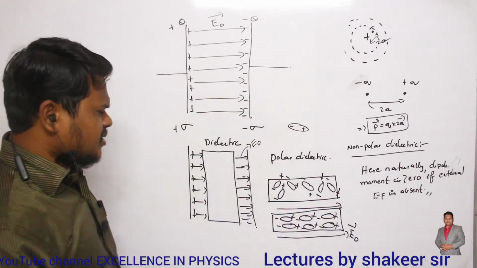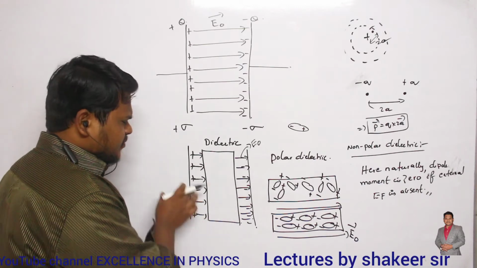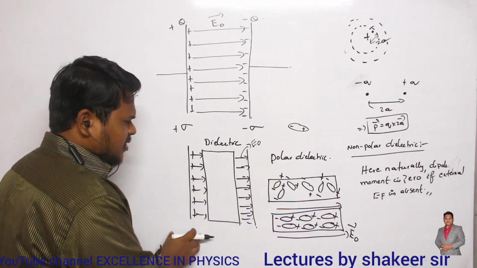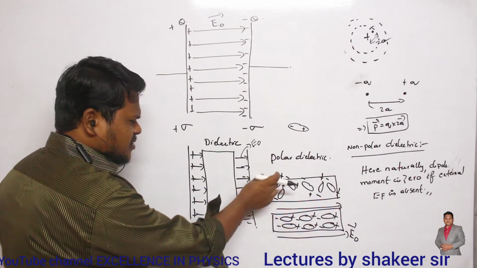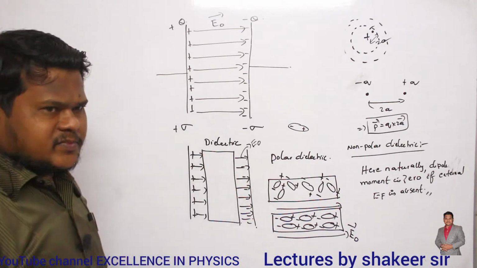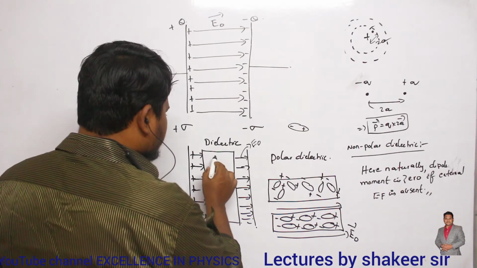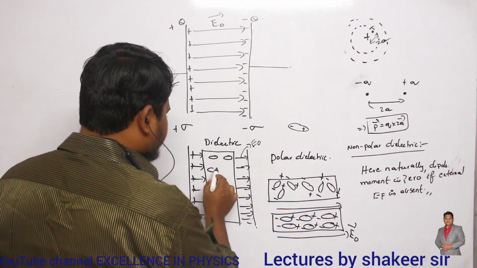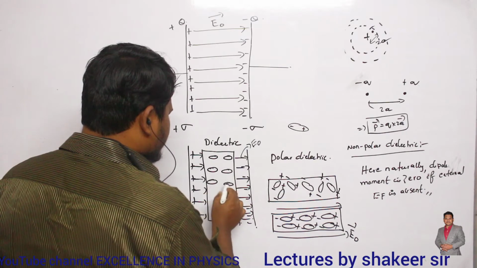Are you able to understand? Here also the same concept is happening. This is the external field which is applied. So all the molecules present inside this dielectric will align in the direction of the electric field. How will they align with each other? The molecules get aligned like this.